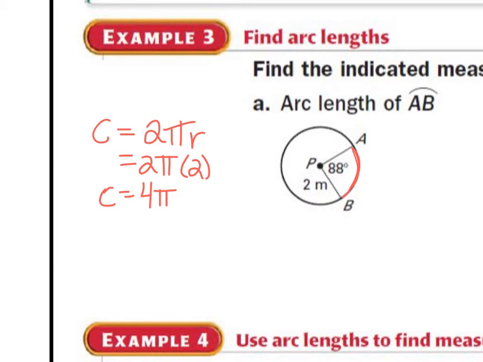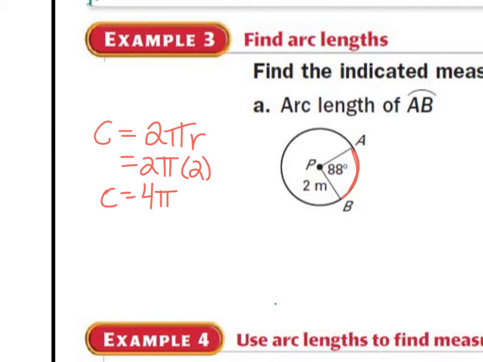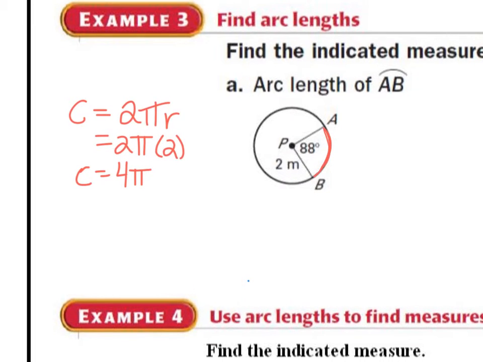Now you set up your proportion. So the arc length over the circumference, part over the whole. You do not know what the arc length is, so you're going to put x over the circumference, which is 4 pi. Leave it with pi. We don't want to round till the very, very, very end. And that's equal to the arc measure. What's the arc measure in degrees? 88. Over the entire circle's measure in degrees, which is 360.